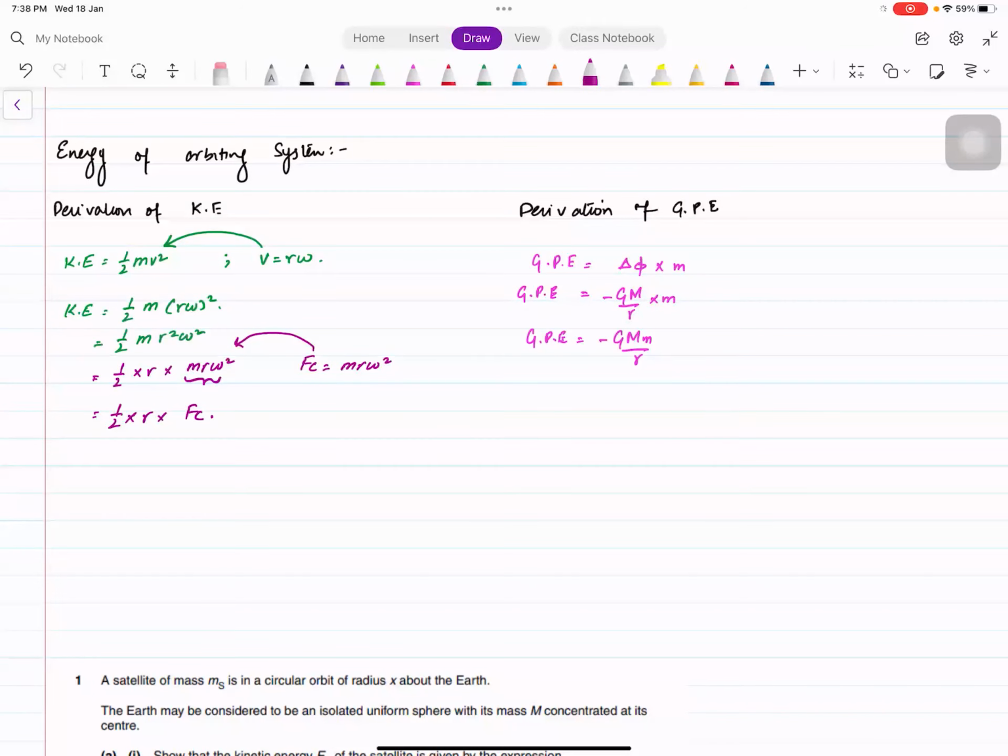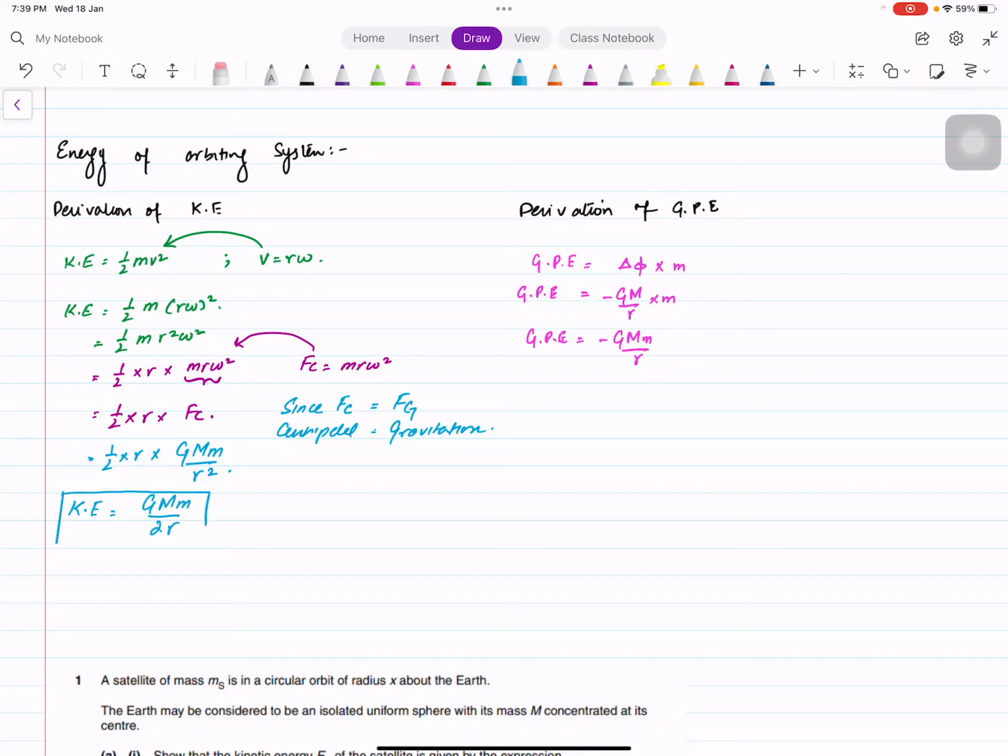Okay, now we also know that since the centripetal force is provided by the gravitational force, you got to remember that, this centripetal force is the gravitational force. Then what I can do is replace the same equation by half times r times GMm over r squared. Now, keeping that in mind, I get to cancel out one r from another. So kinetic energy then will be equal to GMm over 2r. And this derivation is very, very important.